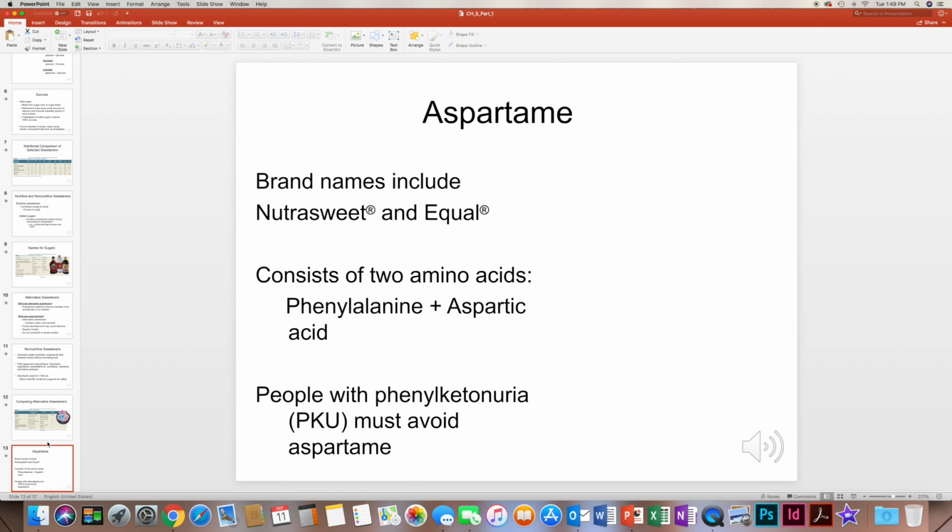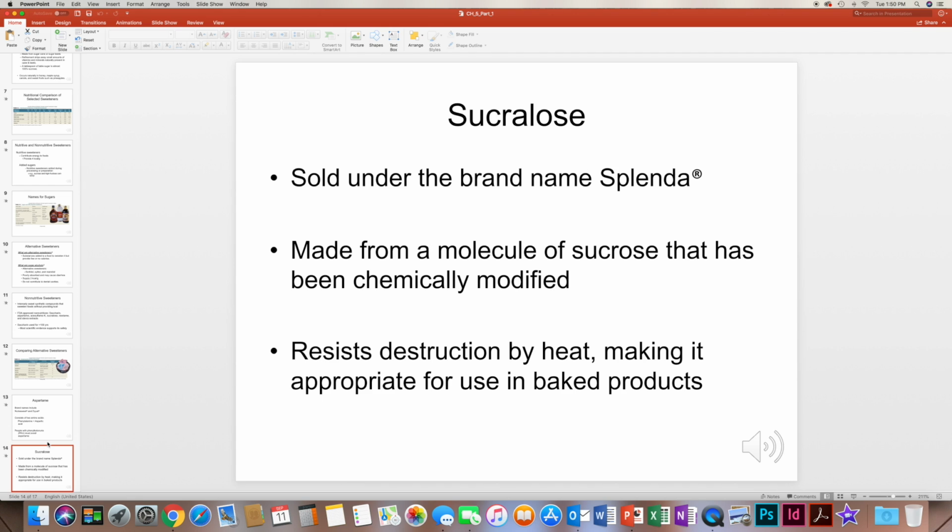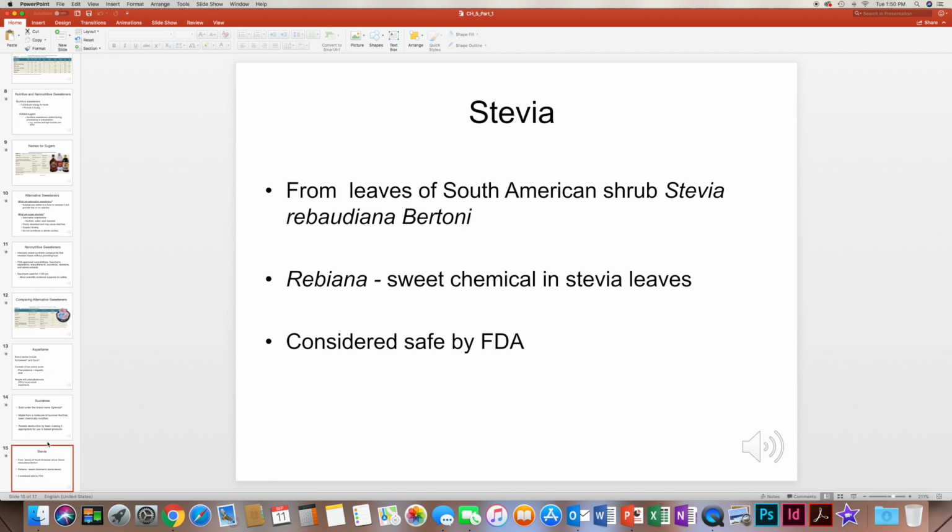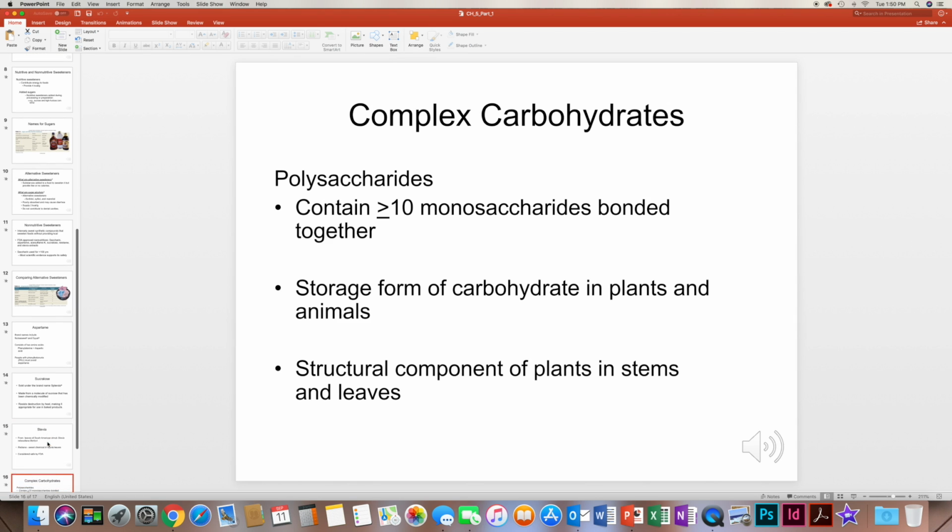You can see names for aspartame under brand names such as Equal and NutraSweet. It has phenylalanine and aspartic acid. People with phenylketonuria or PKU must avoid aspartame, so it's important to know that. Sucralose is found in Splenda, that's the brand name, and again, it's a chemically modified product, so you have to be careful with it because with chemicals, we don't know the long-term effects over time. Stevia is from a shrub, and it's considered safe by the FDA. But again, moderation is key.